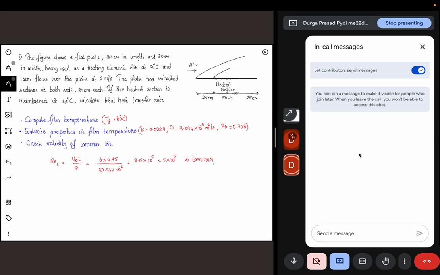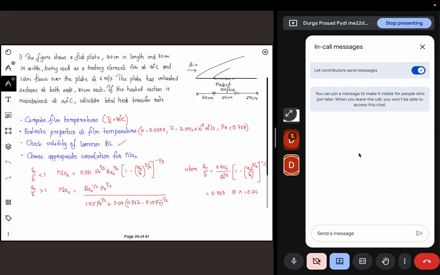Now that we know it can be used, the next question is to decide the appropriate criterion. We have two different correlations: for delta T by delta less than 1 we have one correlation, and for greater than 1 we have another. So we need to decide the value of delta T by delta. I know the expression for delta T in terms of x, and the expression for delta in terms of x, so I can substitute to get delta T by delta. This is the equation I'll be getting. x naught is something I already know: x naught is 25 centimeters and x is 0.75. If I substitute that, I get around 0.903. You can calculate and confirm if you are also getting the same answer.